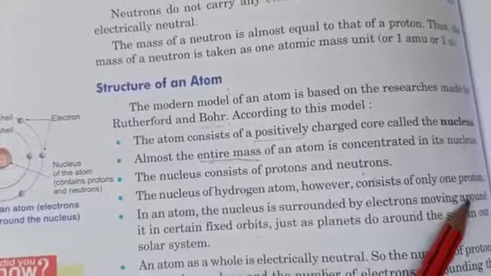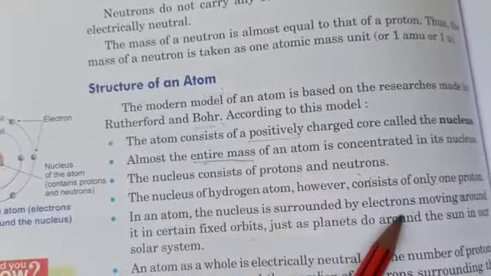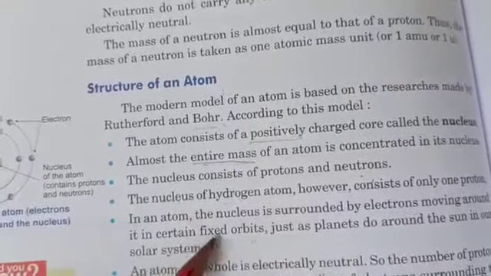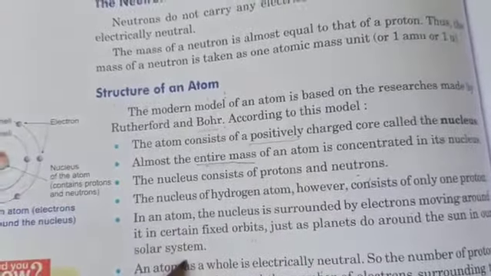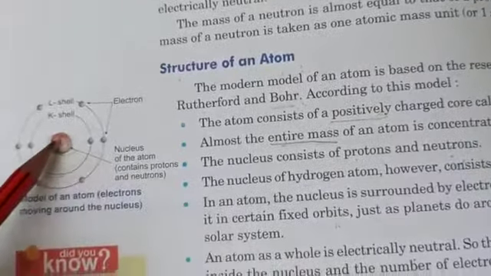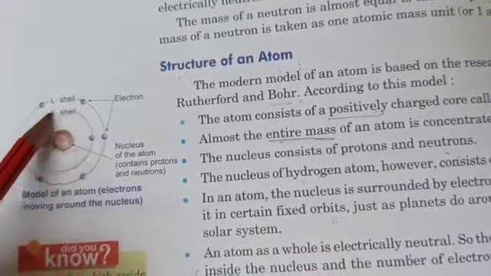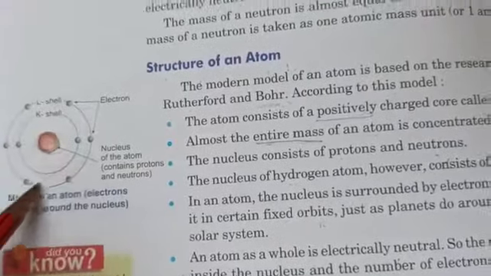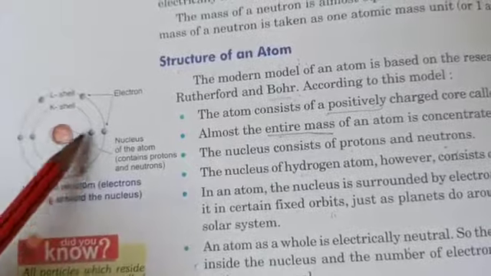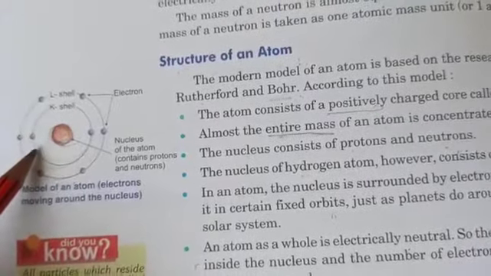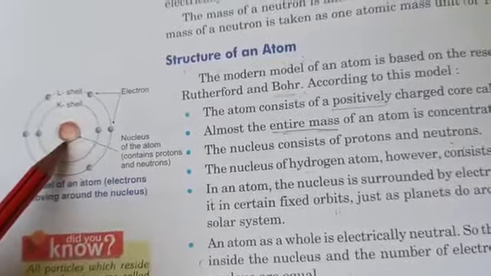only one proton. Next, in atom, the nucleus is surrounded by electrons moving around it in fixed orbits, just like planets do around the sun in solar system. Here, around the nucleus, electrons are revolving in these shells, just like planets revolve around the sun. Okay, जैसे planet sun के around revolve करते हैं, उसी तरीके से in atom the electrons are revolving around the nucleus.